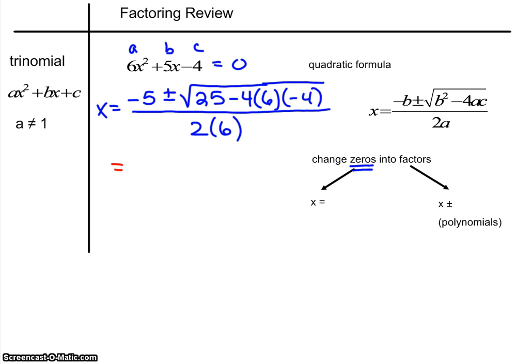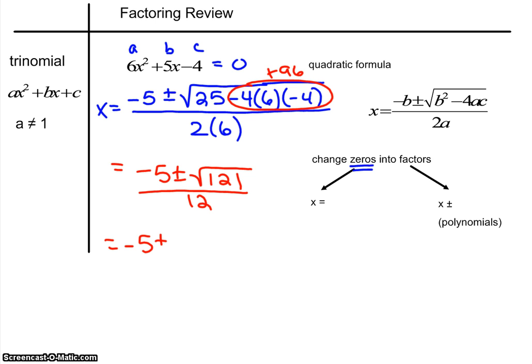And so as we start simplifying, again, one of the things I do is that I can punch this whole chunk that's under the radical into the parenthesis or into the calculator. Or if I multiply it out, I multiply these three together. So 4 times 4, 16. And so we get a positive 96. And so what I'm looking at is negative 5 plus or minus the square root of 121 all over 12. Square root of 121 is 11.